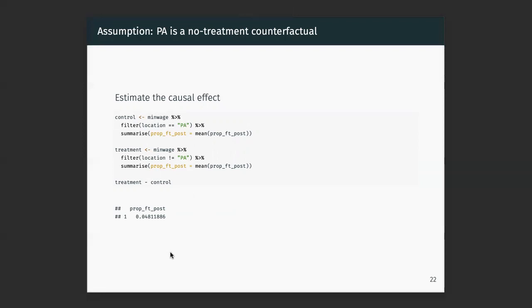So we're going to filter. Control is PA. The proportion full-time is the average proportion full-time in Pennsylvania. Treatment is not Pennsylvania. That is everywhere in Jersey that got the minimum wage bump. And again, we'll compute the average proportion full-time. And we'll see that if we just compare all of New Jersey to our Pennsylvania locations, there's actually a 5-point jump in full-time employment after the implementation of the minimum wage in New Jersey.